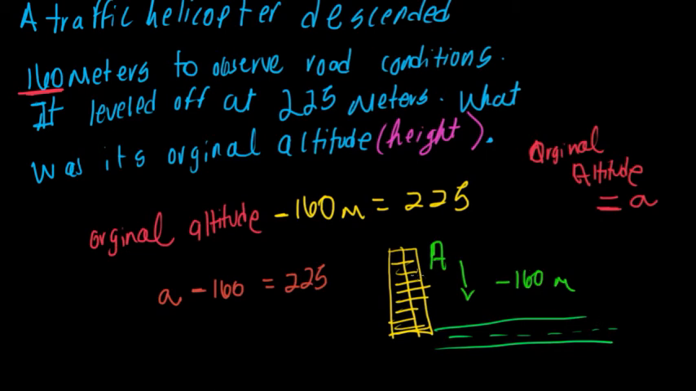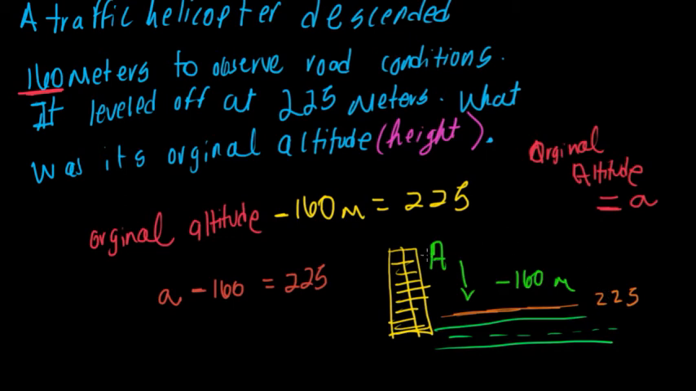We want to get to this road. So this is the original altitude. We drop down 160 meters and we're leveling off about right here at 225 meters. Okay? So we started here and we ended up here. So the original altitude minus 160 meters should be equal to 225.